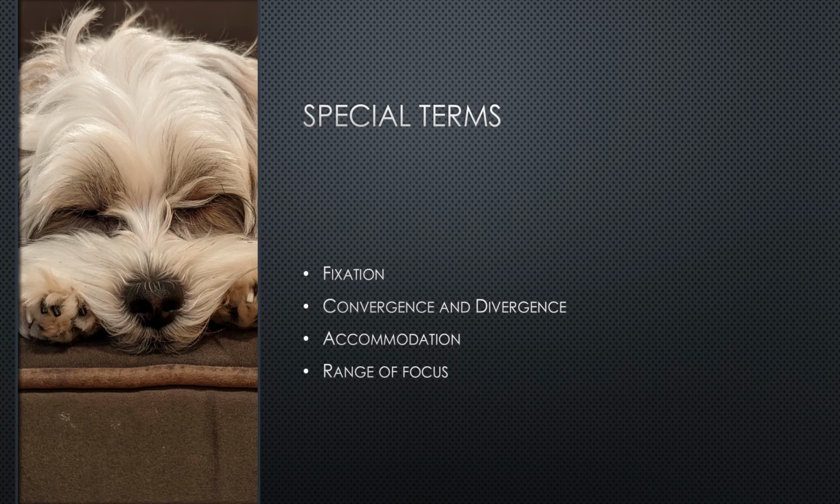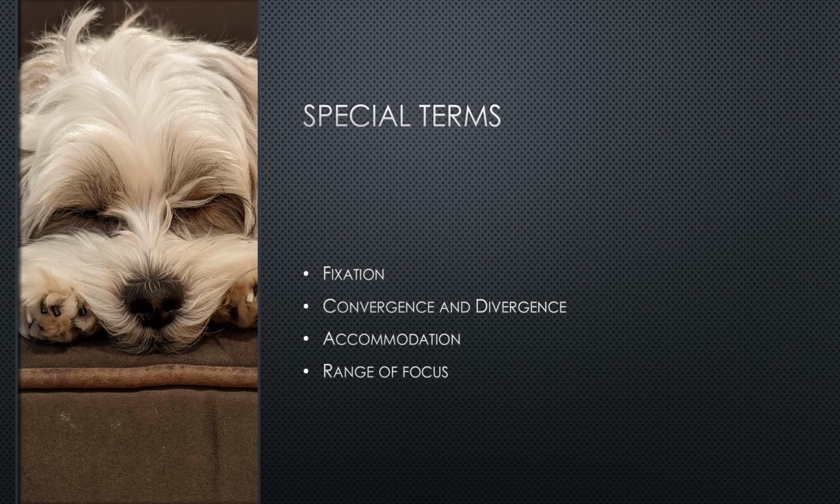Some special terms. Fixation is the ability of the eyes to look straight ahead together and continuously. For example, someone who has strabismus may not be able to fixate. The accommodative terms convergence and divergence refer to the eye's ability to be drawn together when looking at something near and drawn apart when switching from near to distance vision.